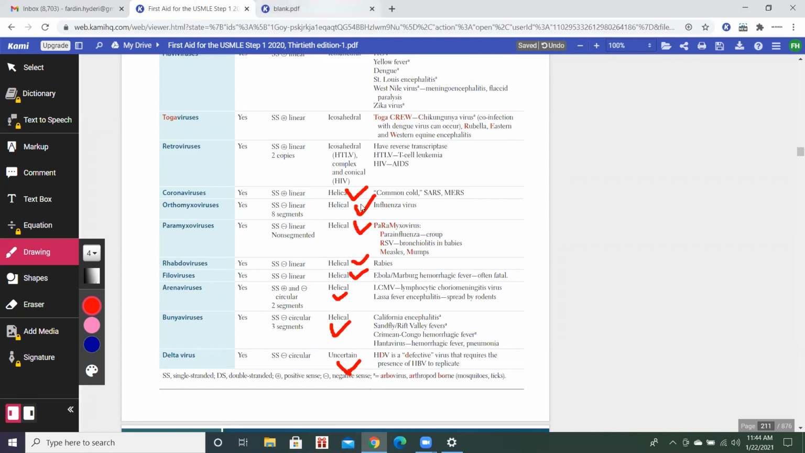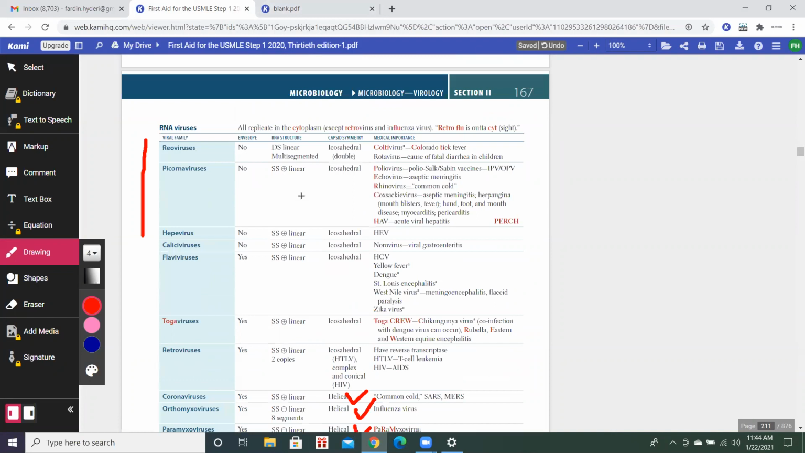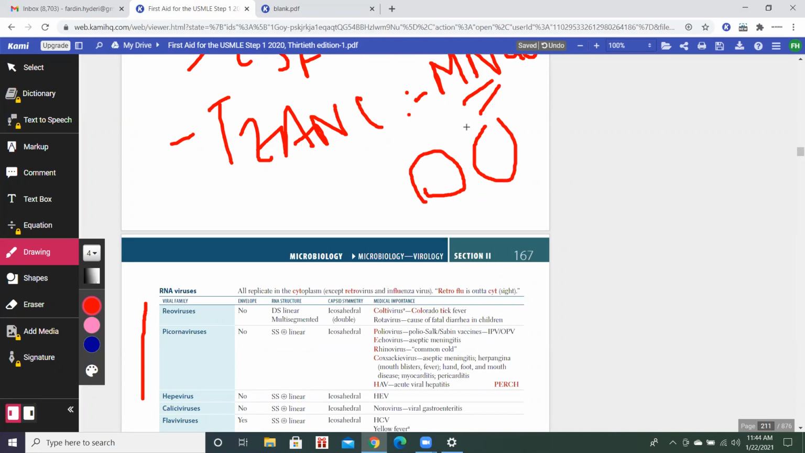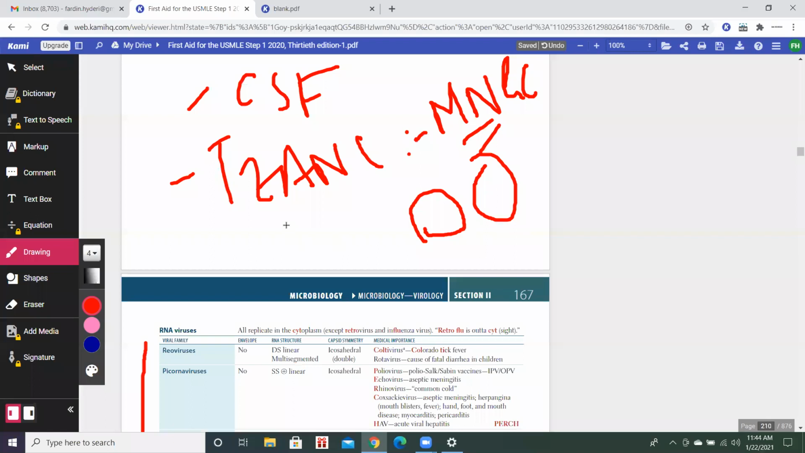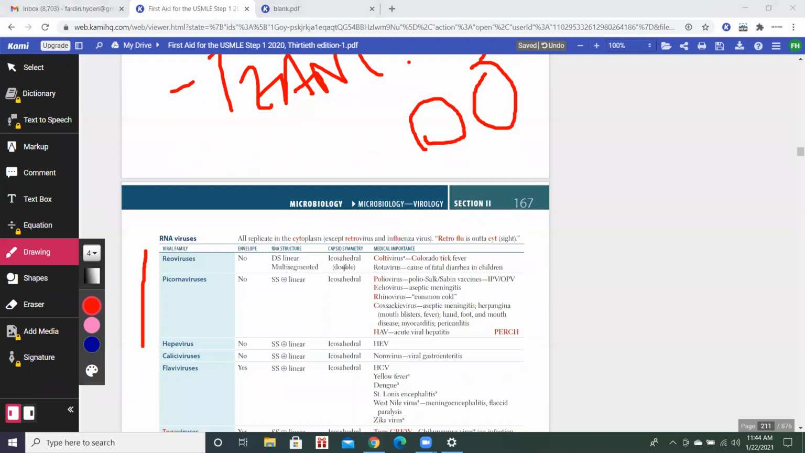So that's that. I need you guys to write this piece of information somewhere over here. Okay, write this information in this part of your First Aid if needed. Okay. So, no UWorld micro without memorization.